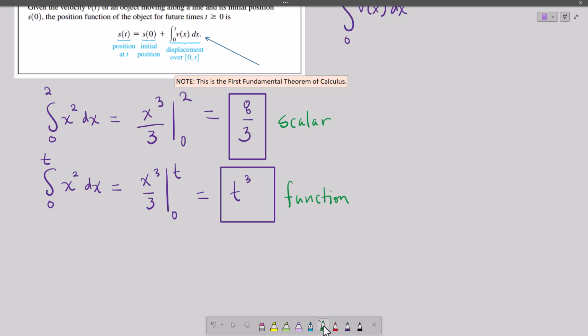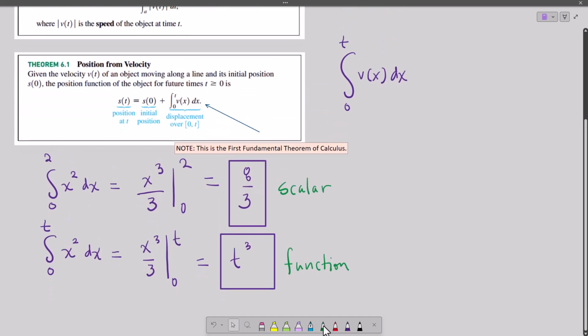All right. So back to this question, is that thing a scalar or a function? It's a function. If you see a variable as one of the limits of integration, that's your hint that you're dealing with a function. So that means that you have a function, not just a scalar. So this is going to be a really important idea. This is how we predict the future.